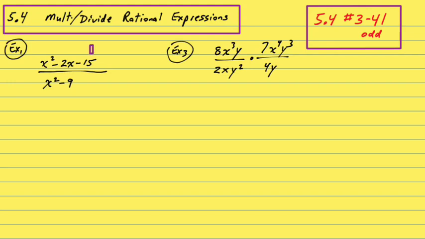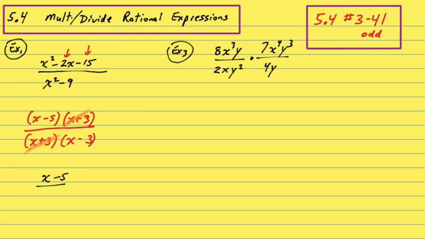Are there factors of negative 15 that add to negative 2? Well, that'd be a negative 5 and a positive 3. The denominator factors as a difference of squares, x plus 3 times x minus 3. The x plus 3's can divide out, leaving me my answer of x minus 5 divided by x minus 3. I've simplified by factoring and canceling, or factoring and dividing out.